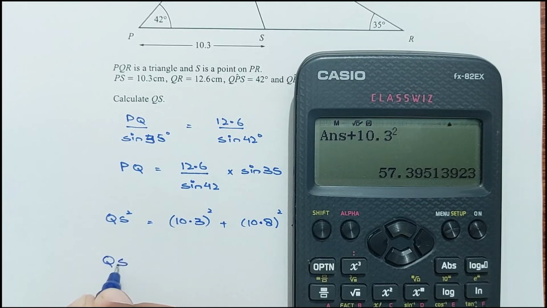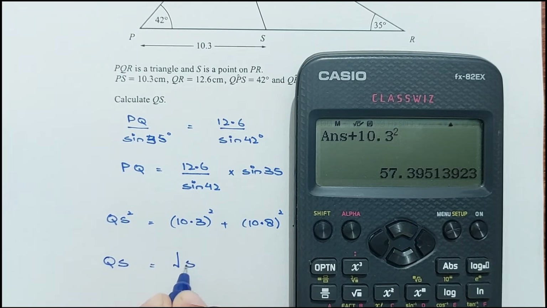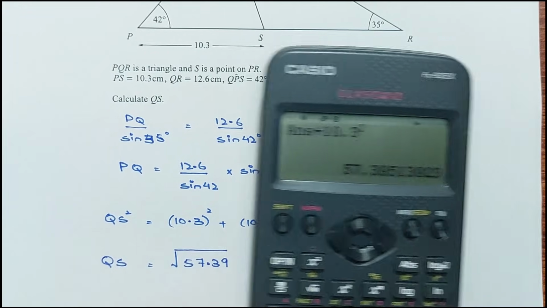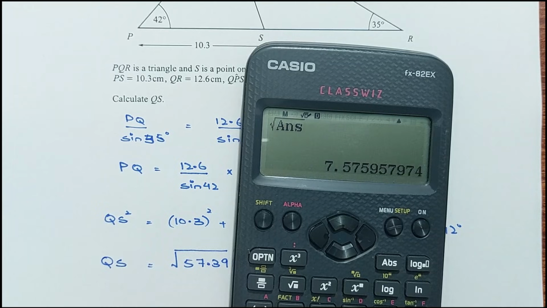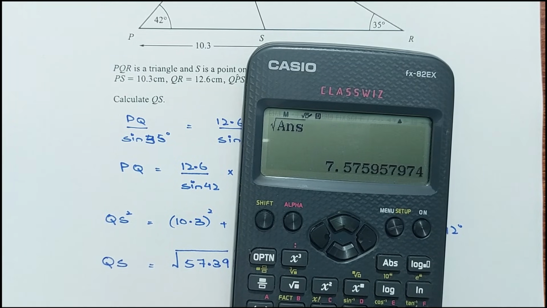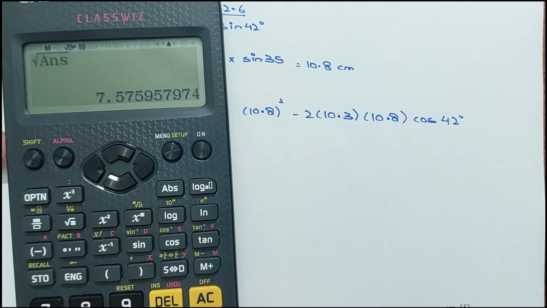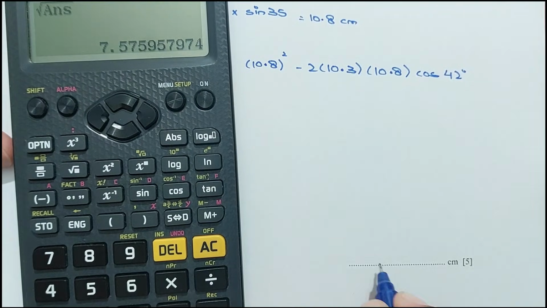So QS would be the square root of 57.39, right? Square root of the answer, this would be 7.57 or 7.58 centimeters. 7.58 centimeters.